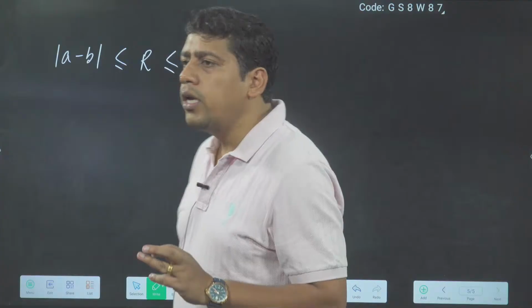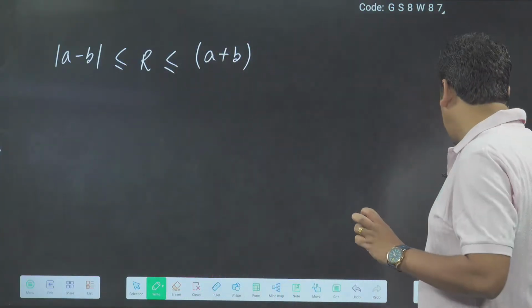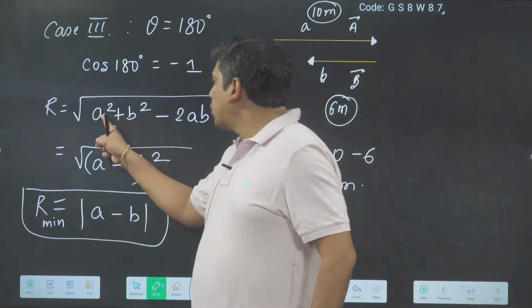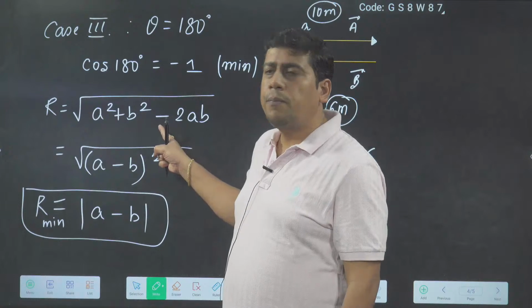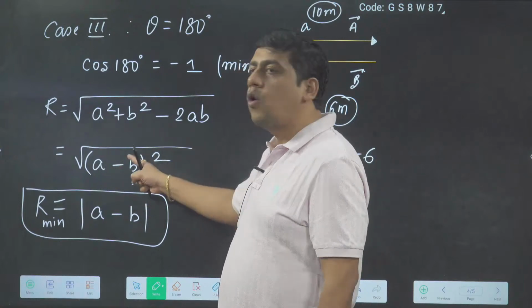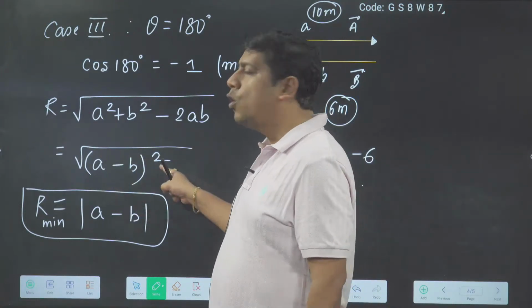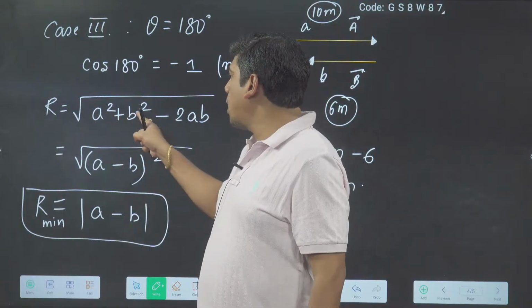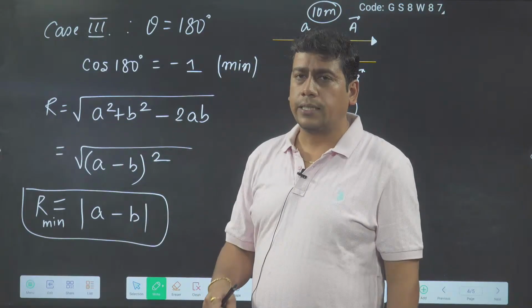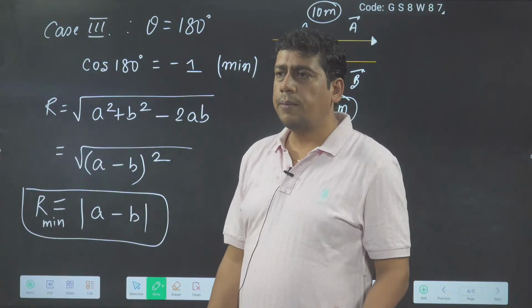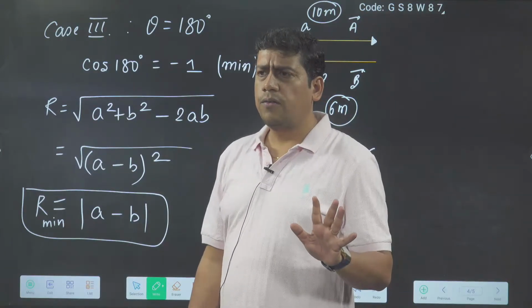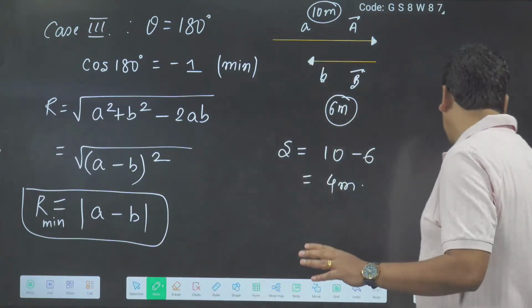Why did you ignore minus 2ab? I have not ignored it. A square plus b square minus 2ab, the formula is a minus b whole square. Please expand a minus b whole square. It will become a square plus b square minus 2ab. Please understand this. Clear? Ask any doubt. Okay, let's go.